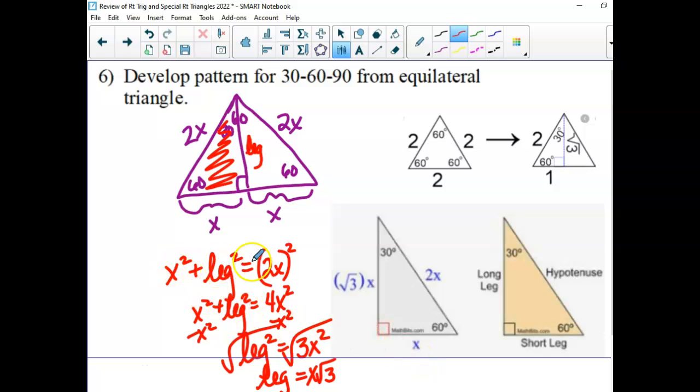So it's x squared plus leg squared equals 2x squared. But 2x times 2x is 4x squared. We subtracted one of the x squareds over to that side. That left 3x squared, and then we square rooted it. So the pattern is this leg is the short leg down here, x, times the square root of 3. So this is the way I remember it. I think of it as short leg is x, hypotenuse is 2x, and long leg is x square roots of 3.